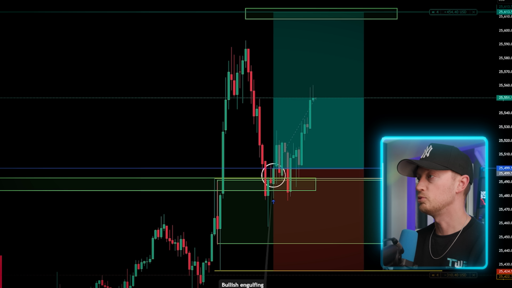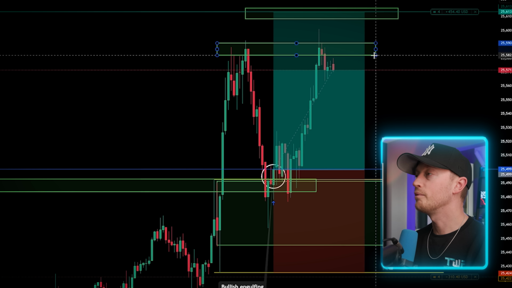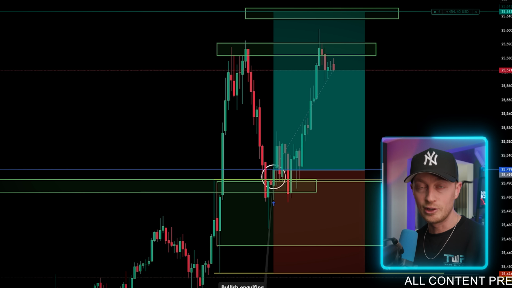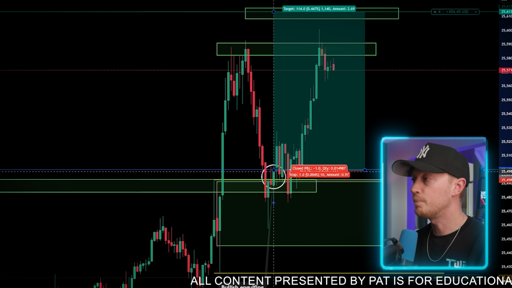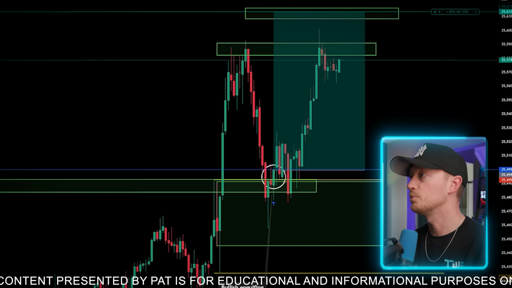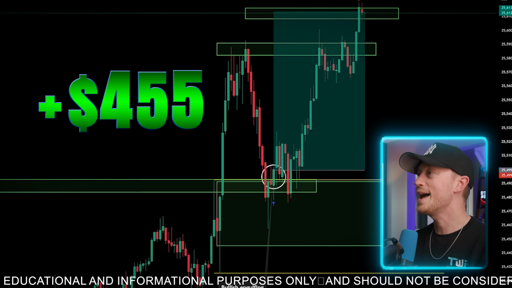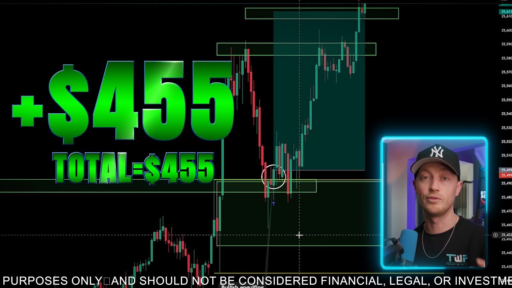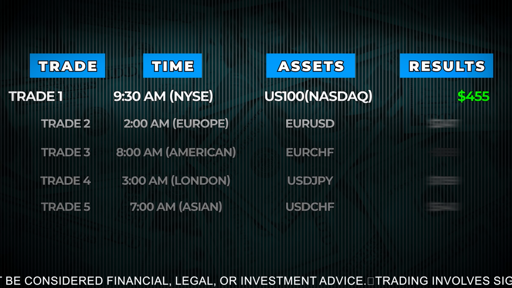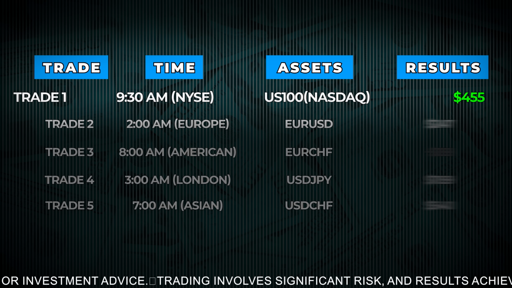You can see here price moving up steadily. At this point right here, I would consider taking a little profit off the table, pulling stops to break even, and then continuing to play that trade out, eventually smashing the take profit for about 455. So after trade number 1, I'm up 455 in my backtest.